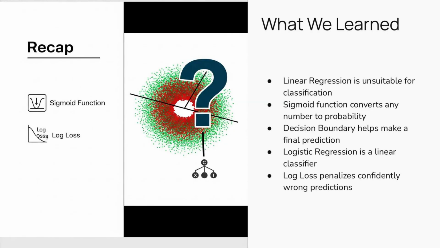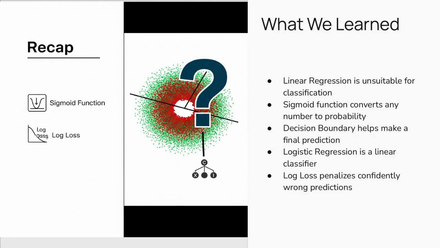So let's recap. We learned why linear regression is the wrong tool for classification. We learned how logistic regression solves this by using the sigmoid function to squash outputs into a probability between 0 and 1. We learned how to use a decision boundary, like 0.5, to turn that probability into a final yes or no prediction. And we learned that this model is a linear classifier and that it learns using a special cost function called log loss.